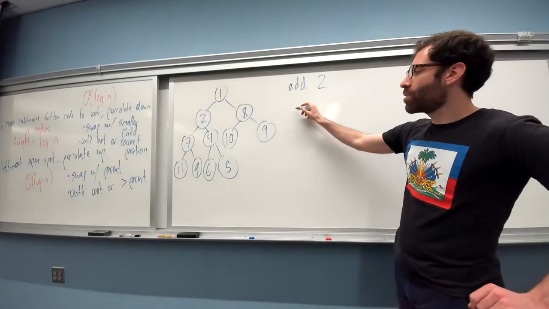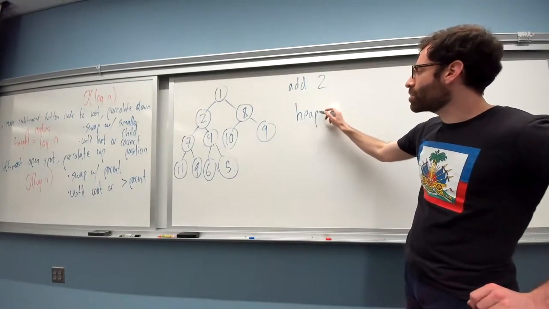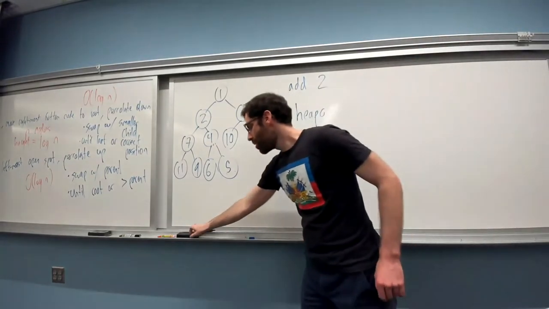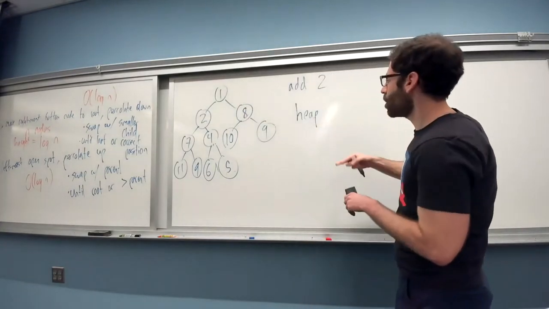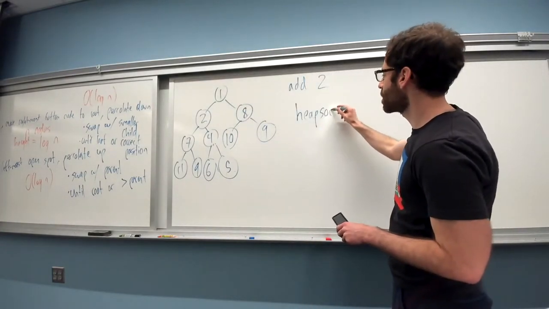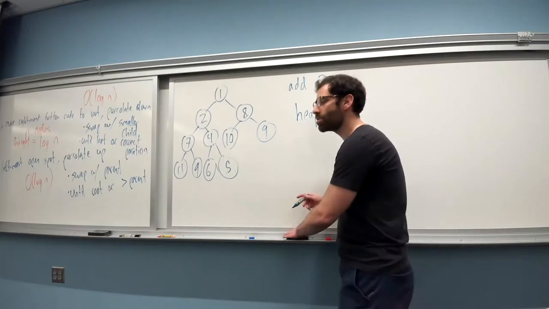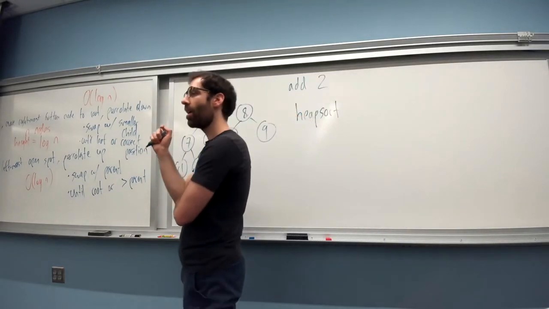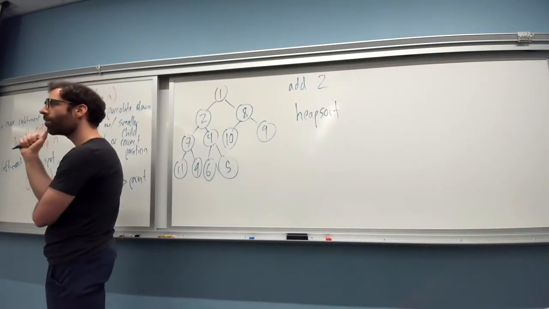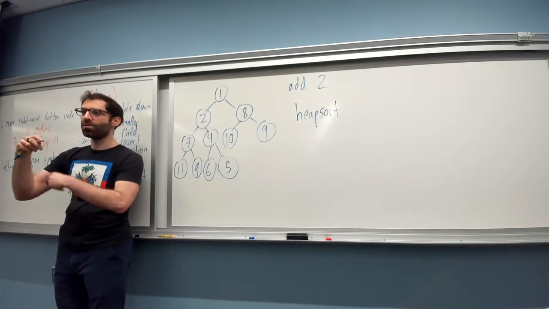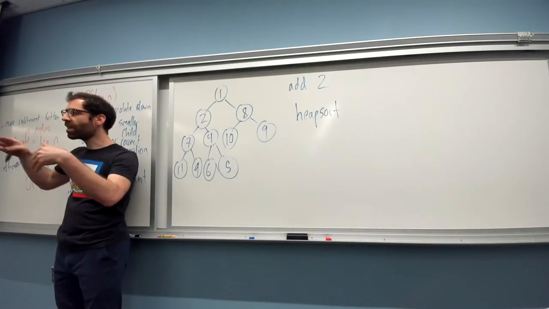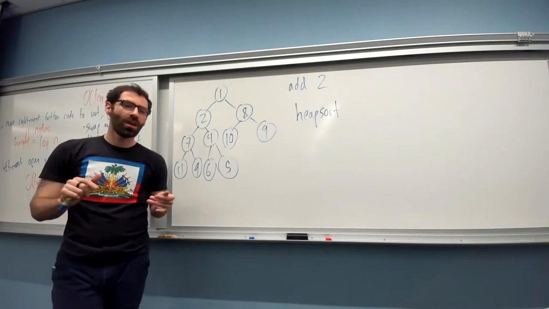There's a sorting algorithm called heap sort that uses a min heap in order to take some set of things and get them in sorted order.